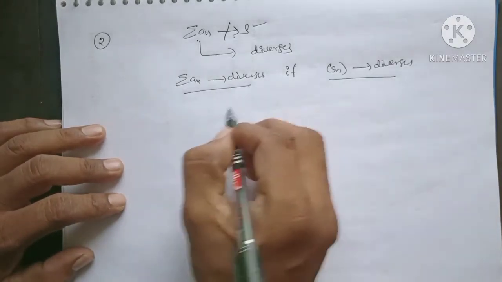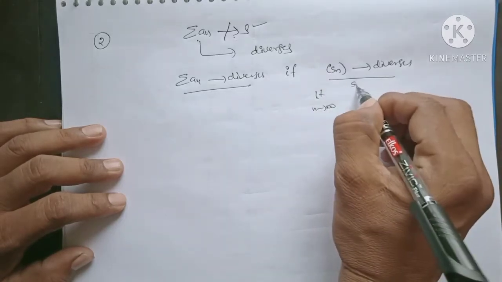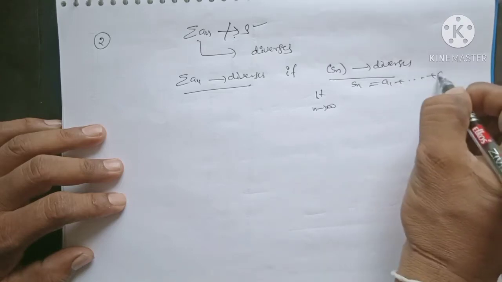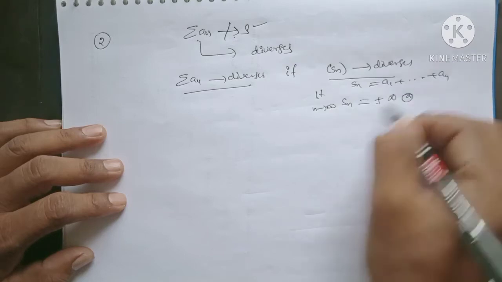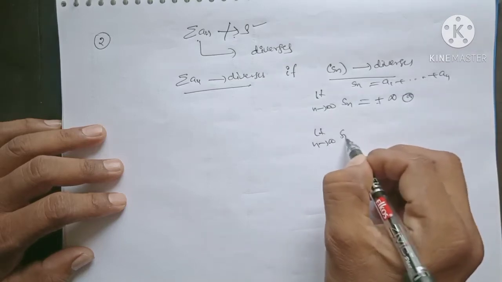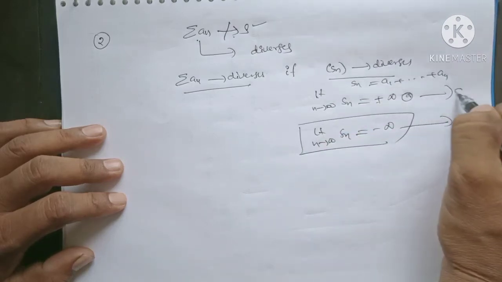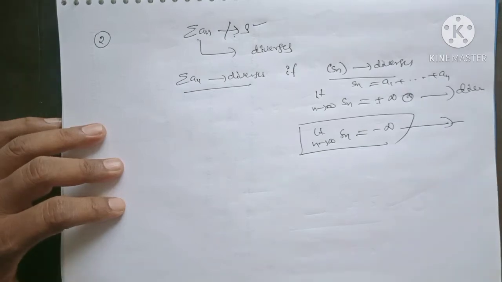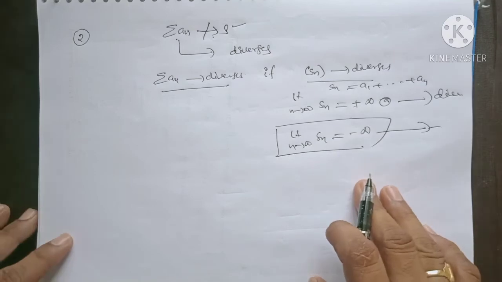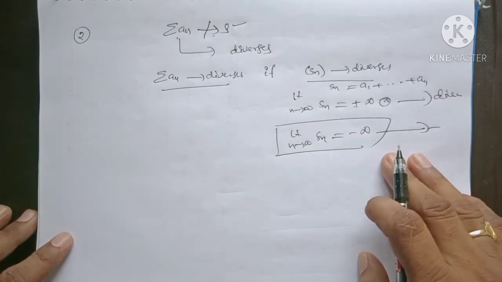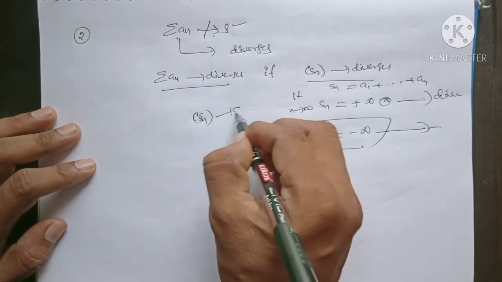So diverges to, that means what? Whenever it diverges, the limit as n tends to infinity of the partial sum Sn, which is a1 plus and so on up to an, is either plus infinity or minus infinity. These two cases are said to be divergent. That means if the limit of the partial sum does not give a finite value, and is either plus infinity or minus infinity, then the sequence of partial sums Sn diverges.